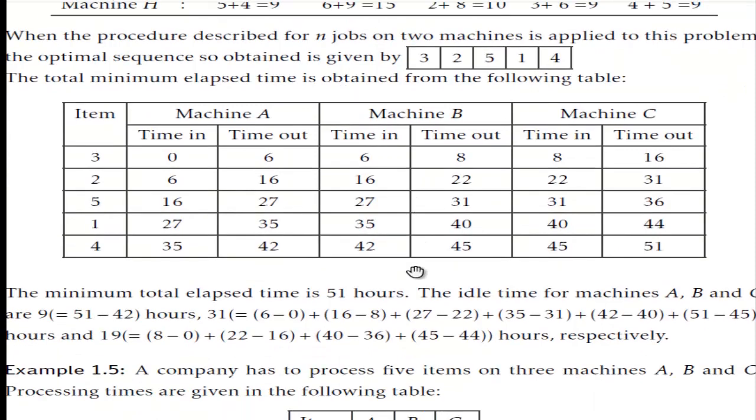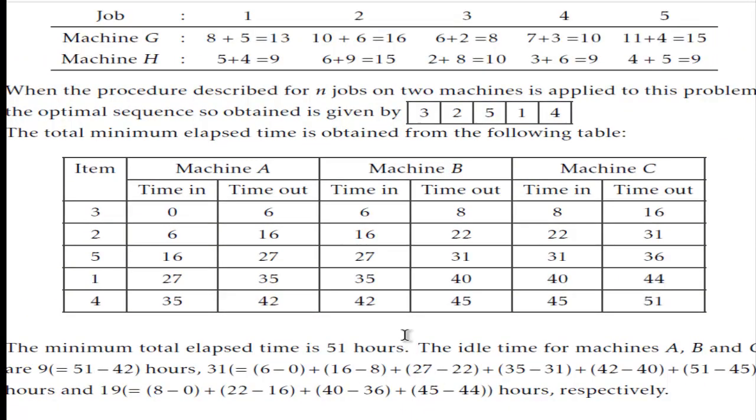So this is my total time. Okay, total elapsed time is 51 hours. Okay, idle time for machines A and B: you can see it is 51 minus 42 for machine A. For machine B, firstly I have to wait for 6, so 6 is to be added there. Then 16 minus 8, 27 minus 22, 35 minus 31, 42 minus 40, calculate that much. It is done here, as you could see.